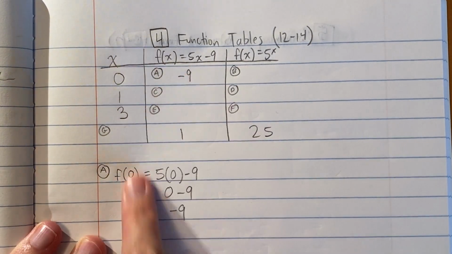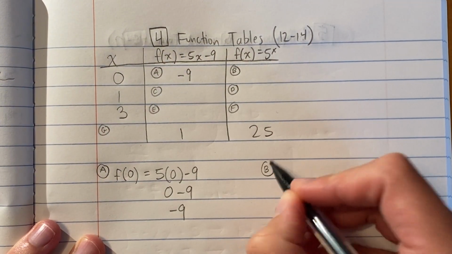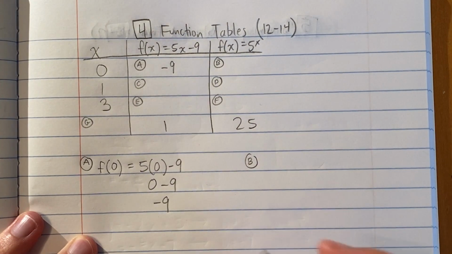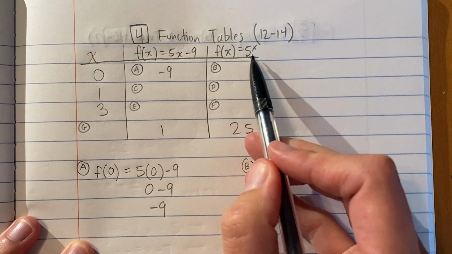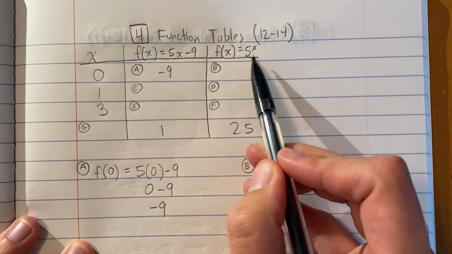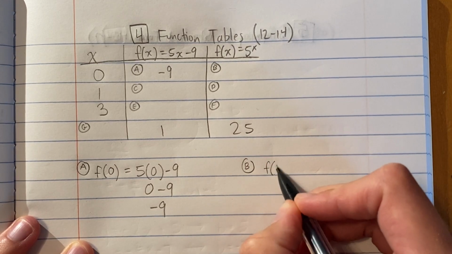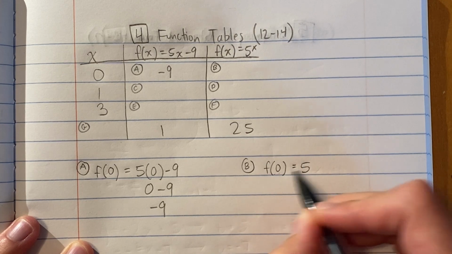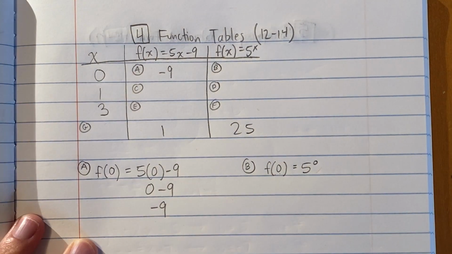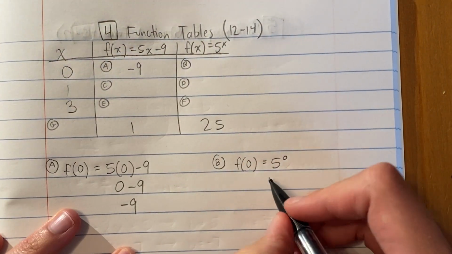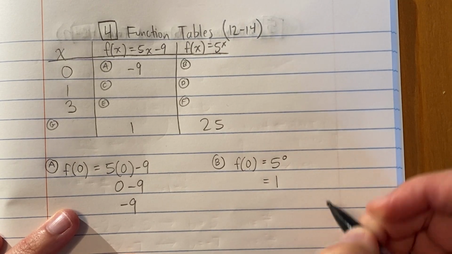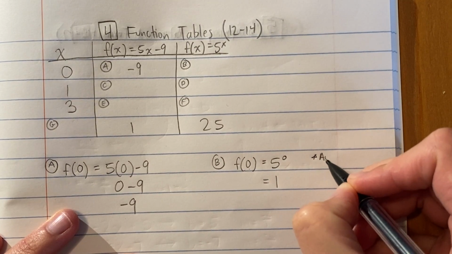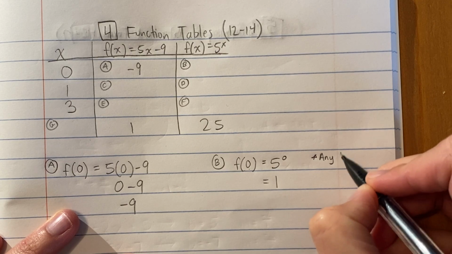So I did the work for A right here. All right, I'm going to do the work for box number B right here. This is a different function, 5 to the power of x. This time, I'm doing 5 to the power of x, and I'm plugging in 0 for x. So it's 5 to the power of 0. What is 5 to the power of 0? It's 1, and this is something, hopefully, you remember.